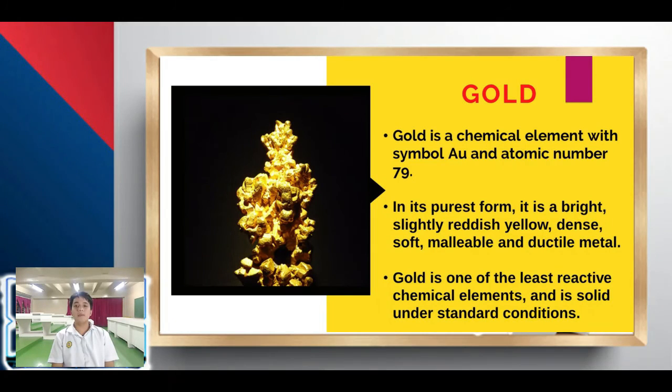Gold is a chemical element with symbol Au and atomic number 79. In its purest form, it is a bright, slightly reddish yellow, dense, soft, malleable, and ductile metal. And gold is one of the least reactive chemical elements and is solid under standard conditions.